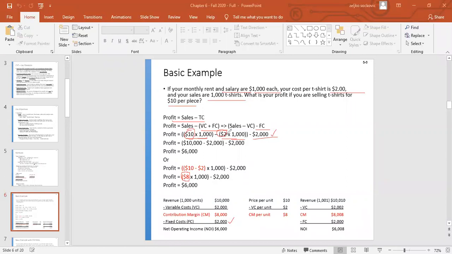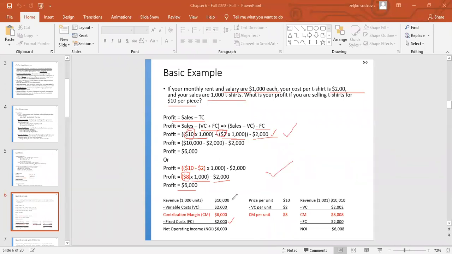See it here? Contribution margin per unit. Or you can say 10,000 minus 2,000 is 8,000, which will be the same contribution margin, the same as this here, except in total, right? So now we have 8,000. 8 times 1,000 is 8,000, minus 2,000 in fixed cost, that's 6,000 profit. Okay, see, that's easy. So that's the very basic example.